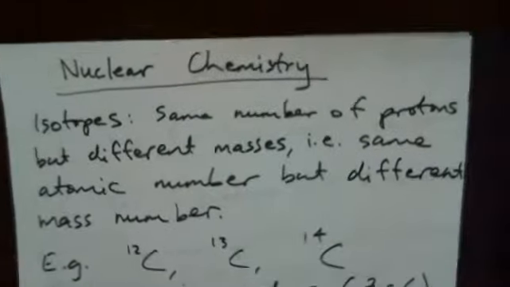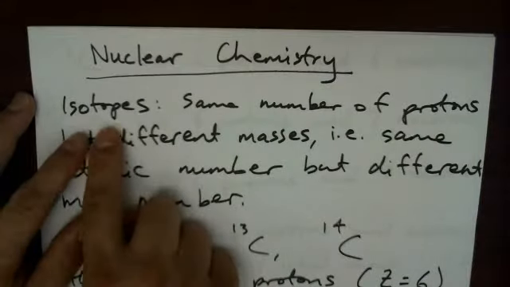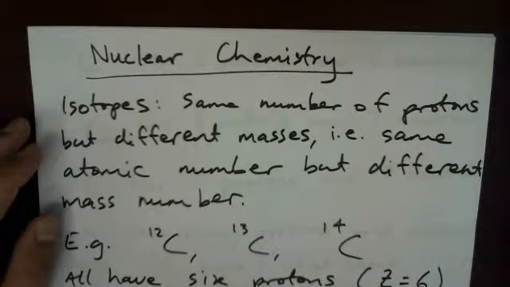Hello everyone. For this lesson today we're going to discuss nuclear chemistry. One aspect of nuclear chemistry is isotopes. And I know we've covered isotopes before, but let's revisit them.